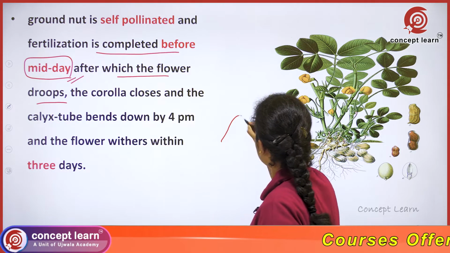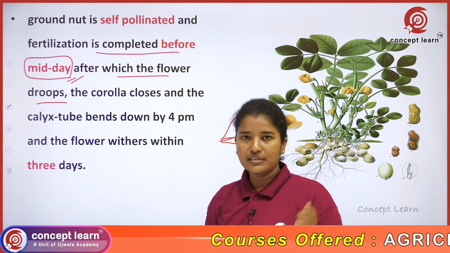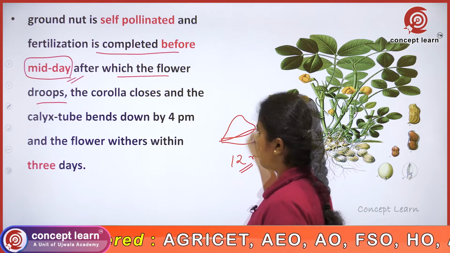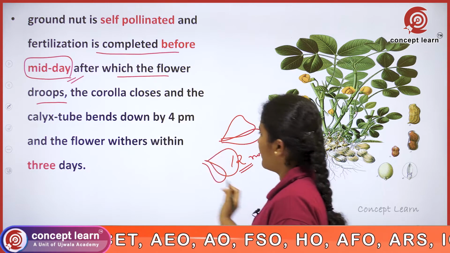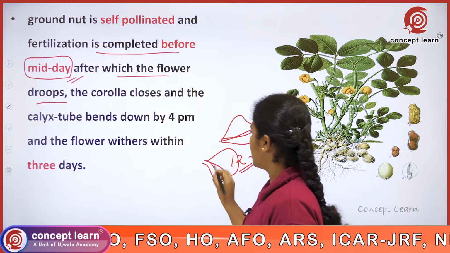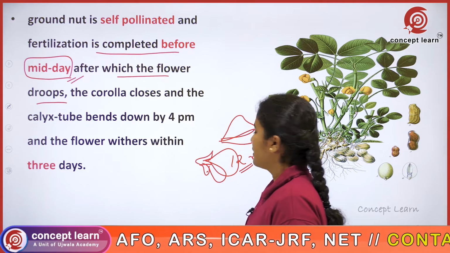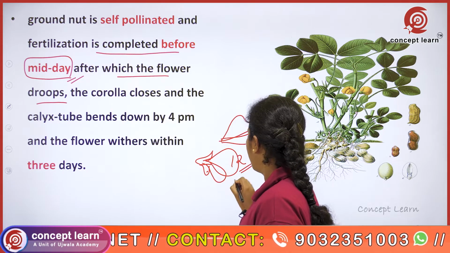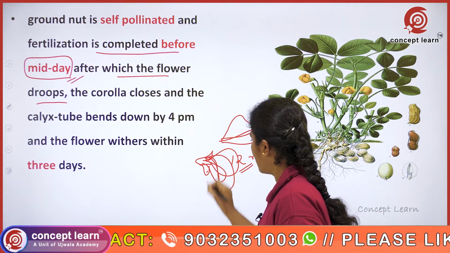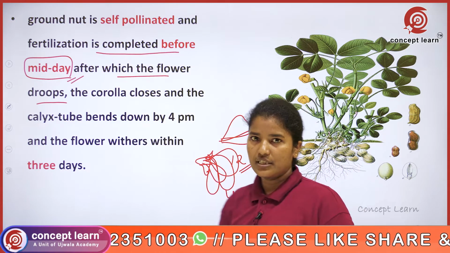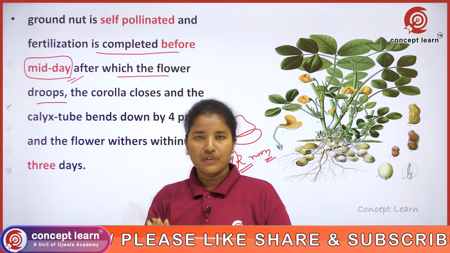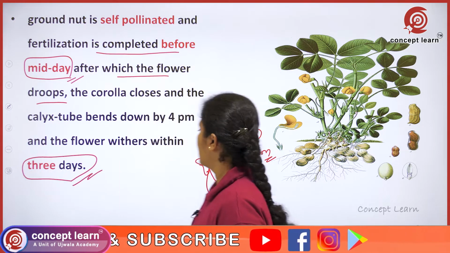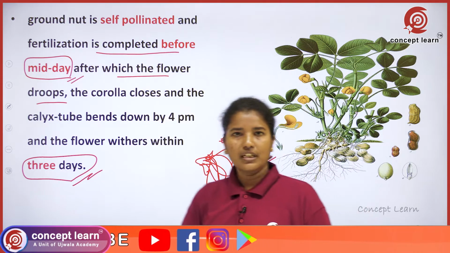The fertilization process completes before midday, that is before 12 noon itself. After that the flower droops, and the corolla closes the calyx tube. This closes the corolla tube and also the calyx tube, and it bends down. It completely bends down by 4 p.m. on the same day of fertilization, and within 3 days after fertilization the flower completely withers. Okay, within 3 days. This is how the fertilization process usually takes place in groundnut.